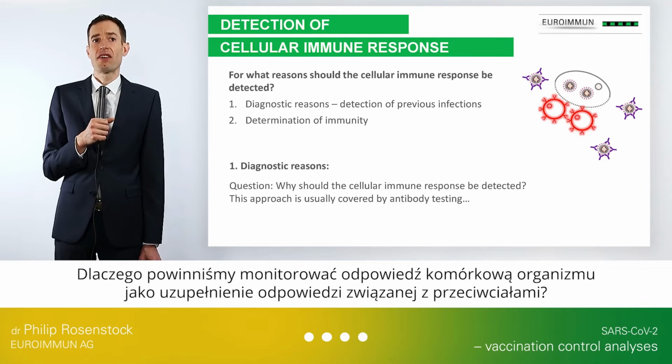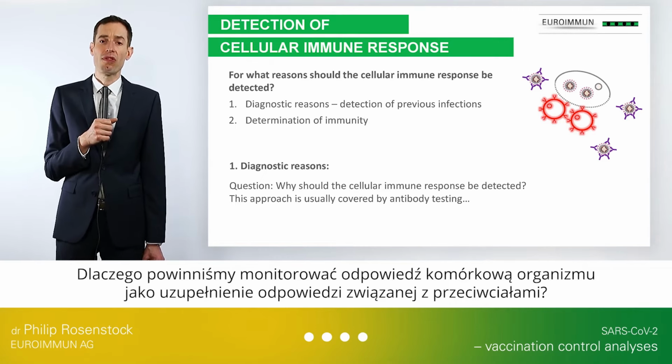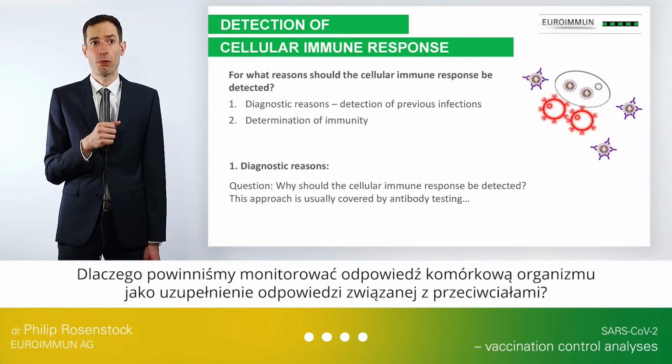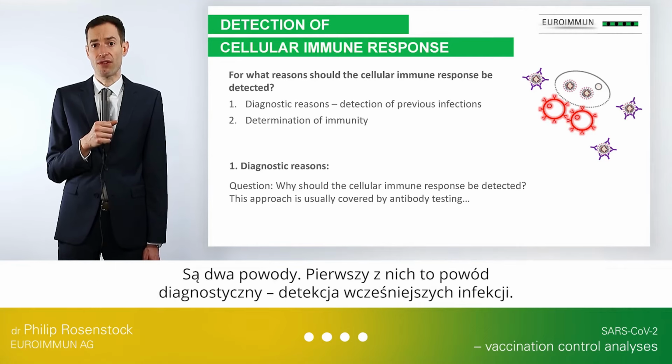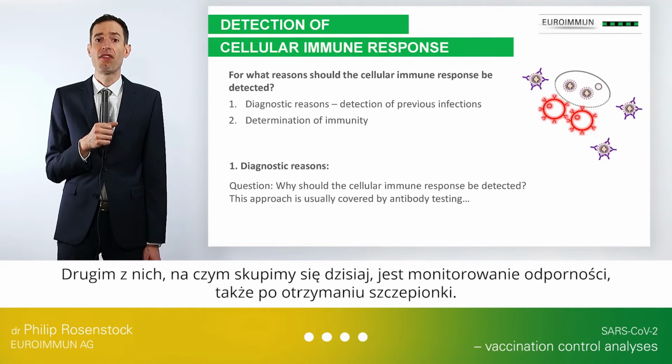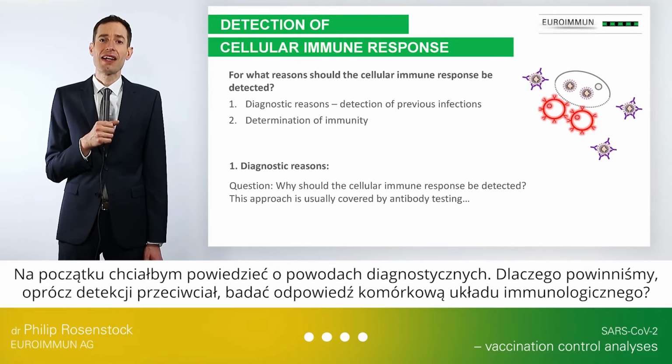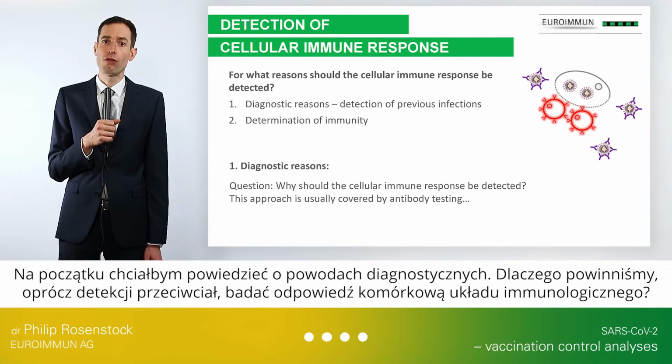Why should we detect the cellular immune system additionally to antibody responses? There are two reasons. First of all, diagnostic reasons, so detection of previous infection. And the second one, which is the focus for today, determination of immunity also after vaccination. But first, I'd like to lose a few words about the diagnostic reasons.